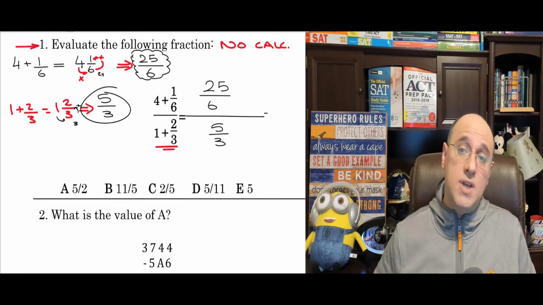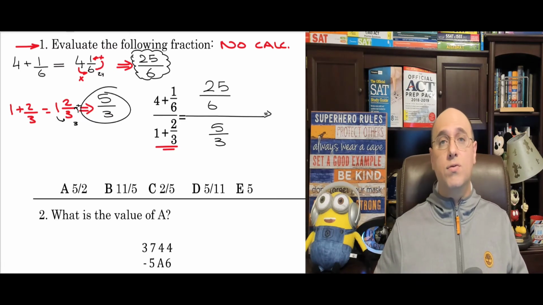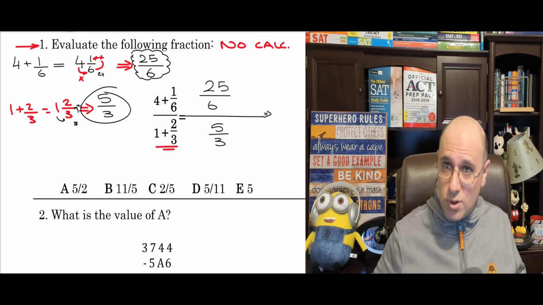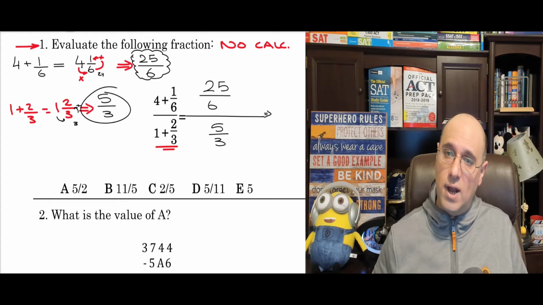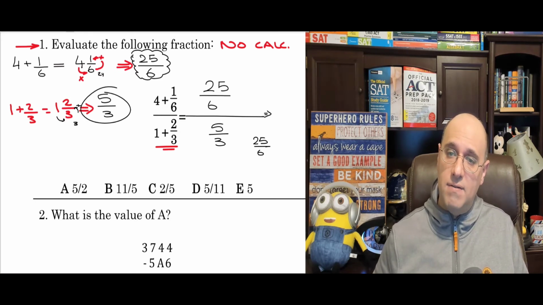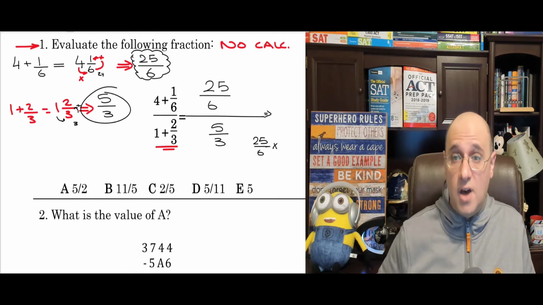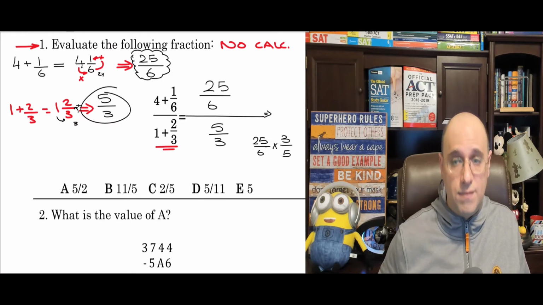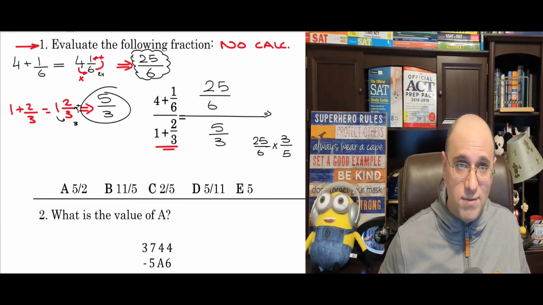Now remember, we also have another trick when we have two fractions divided by each other. Remember the rule for reciprocals, correct? So take the first fraction, 25 over 6. Instead of divided by 5 over 3, you turn it into times, and then you flip the numerator and denominator. So instead of 5 over 3 it becomes 3 over 5.